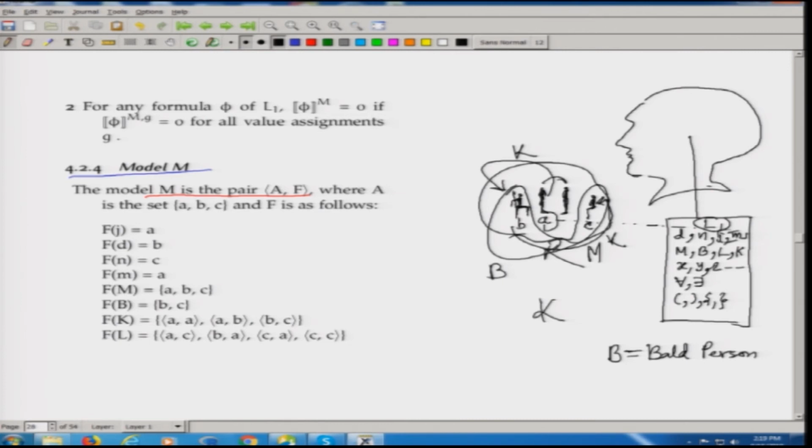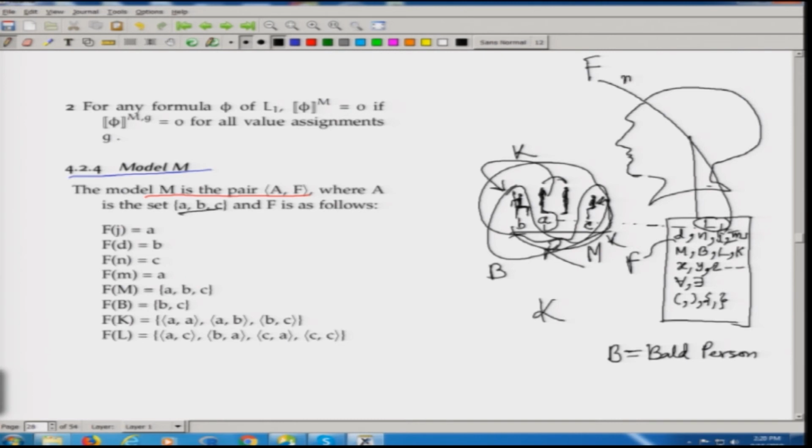So, the problem is the model is all about A and F. What does it mean? The model has A, which is the set. So, the model has A, B and C, and it has F. What does F do? F takes the linguistic entities from this box, and this is the work of F.